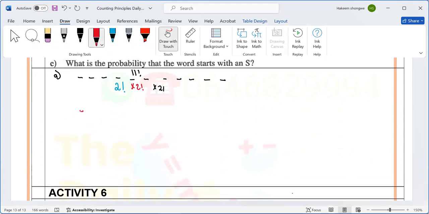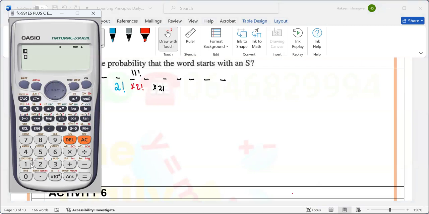What is the answer that we get? You need to go there and say 11 factorial all over 2 factorial multiplied by 2 factorial multiplied by 2 factorial.